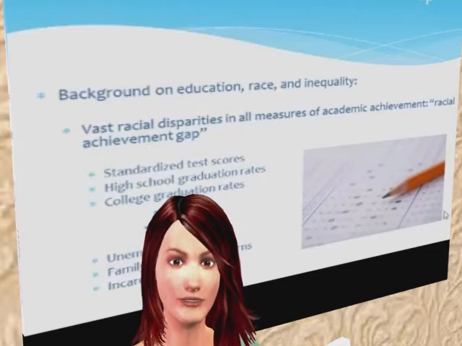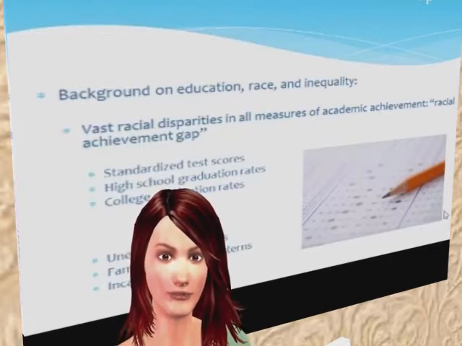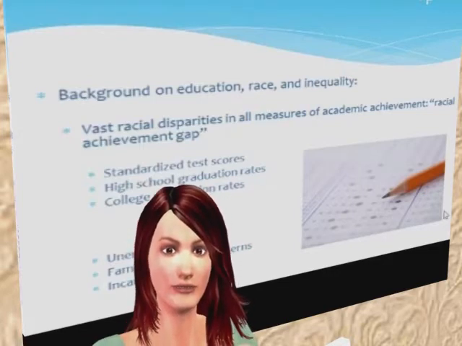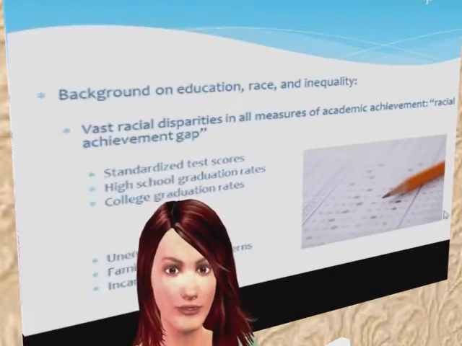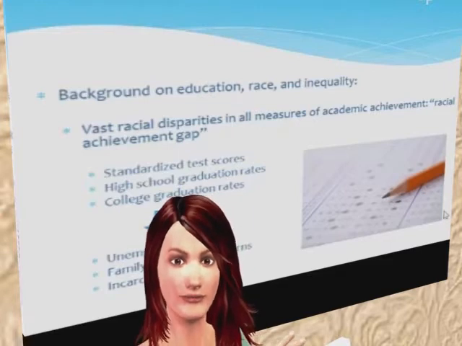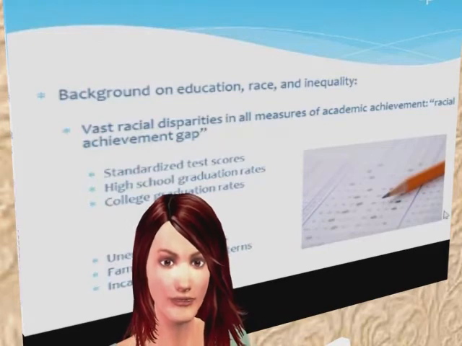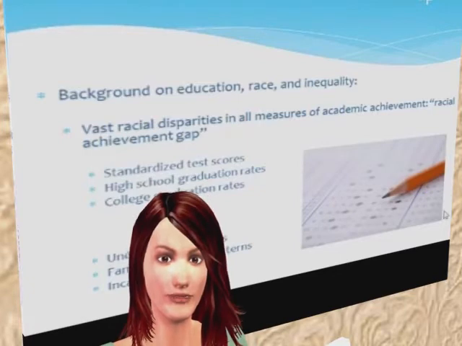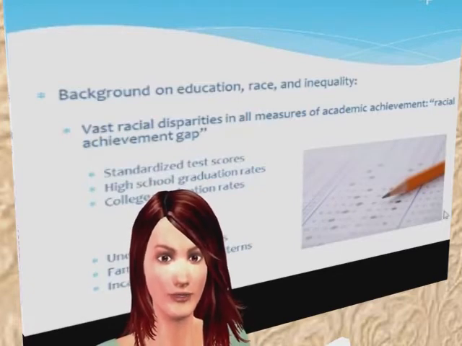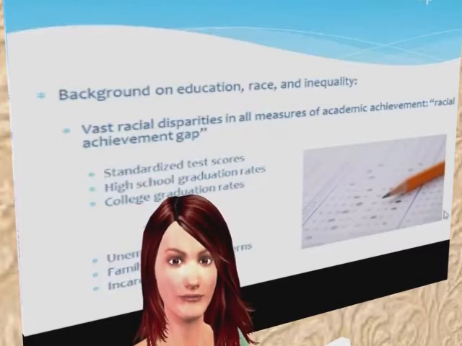So there are vast racial disparities in all measures of academic achievement, and scholars who study this issue, sociologists, sometimes political scientists, certainly education scholars, refer to these disparities. So disparity really means difference. It's another word for difference. This is often referred to as the racial achievement gap. And this is one of the forms of institutionalized racial inequality that is still very rife in our society. We do not give equal opportunities and equal access to resources to members of all racial and ethnic groups.